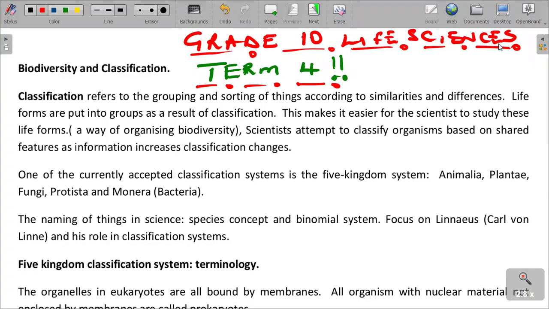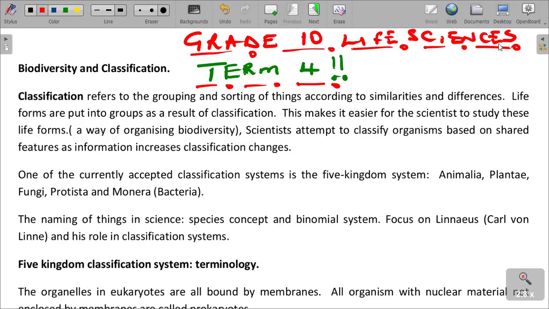Classification basically refers to the grouping and sorting of things according to similarities and differences. When we classify things, we can not only classify living organisms. Classification is done in various ways. When we identify items that are of the same group and put them aside according to similarities and differences, we are categorizing, in simple terms. When we say we are classifying, it's about categorizing, it's about creating classes.